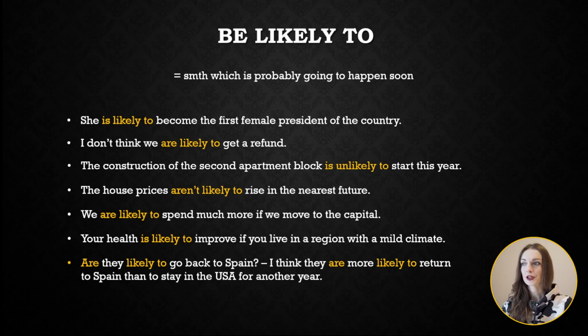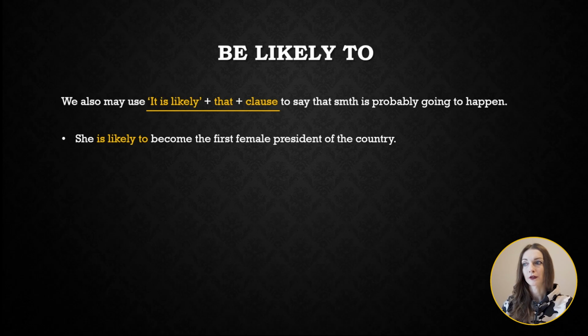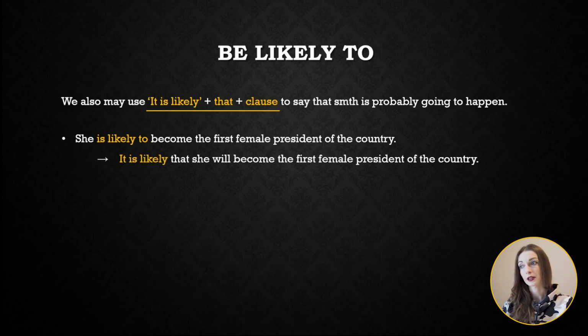All these examples express somebody's beliefs and expectations about the future. Something probably will happen, according to somebody's words. We also may use "it is likely" plus that plus a clause to say that something is probably going to happen. Let's see. She is likely to become the first female president of the country. It is likely that she will become the first female president of the country.